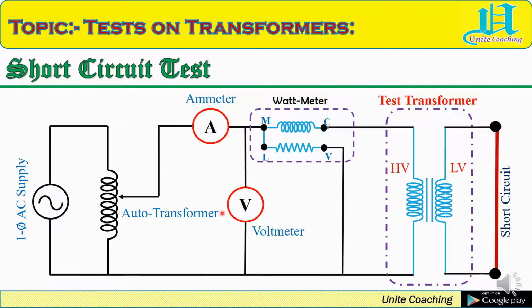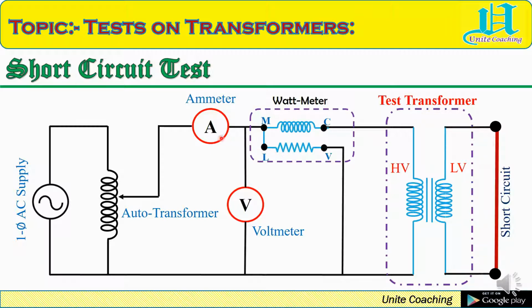Now let us see how we perform a short circuit test on a transformer. The circuit diagram is all the same, except that here the output side of the transformer is directly short circuited. So the secondary side is actually the low voltage winding, and the primary side of the test transformer is the high voltage winding, connected to a single phase supply with an auto transformer, and between these two a wattmeter is connected.